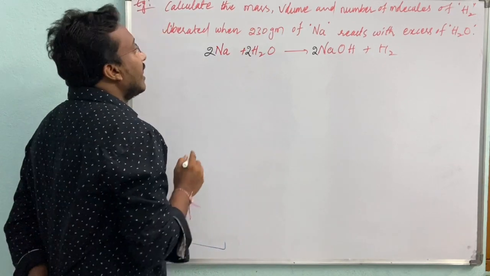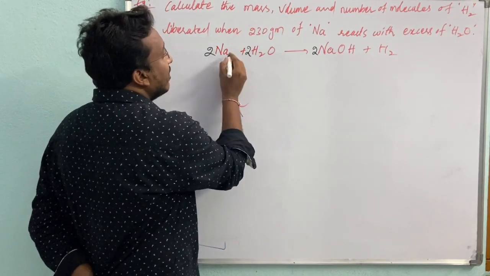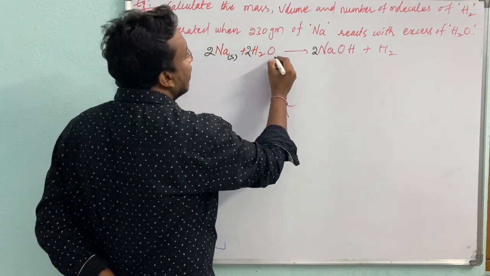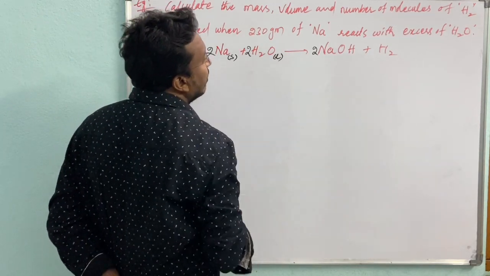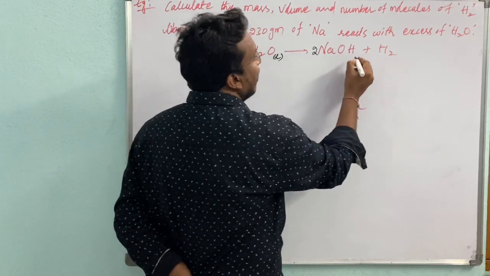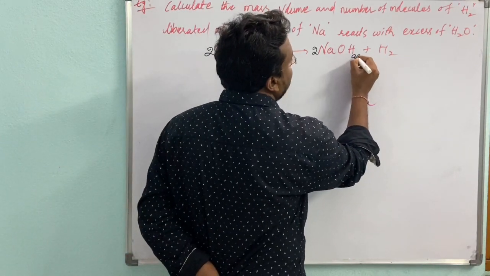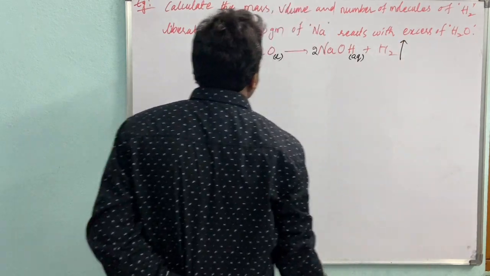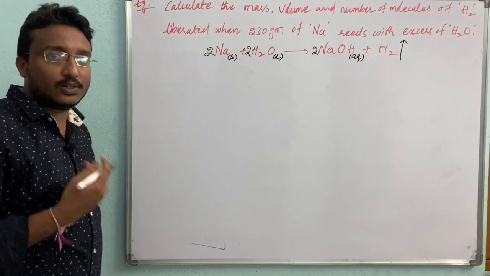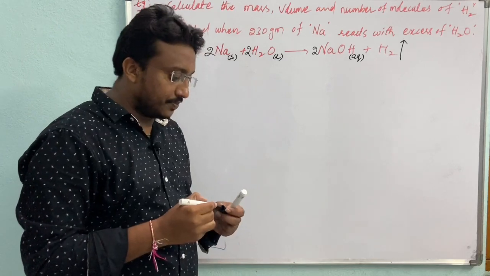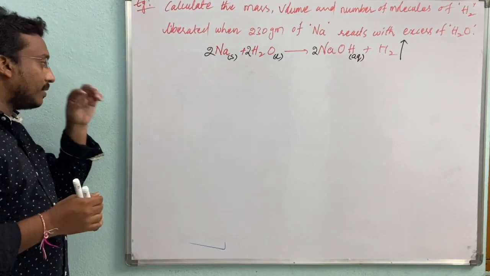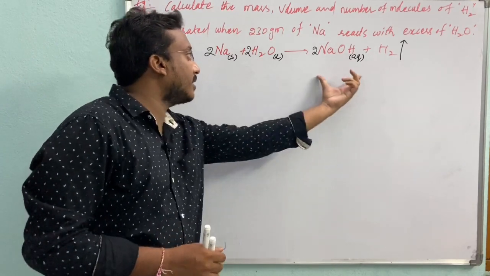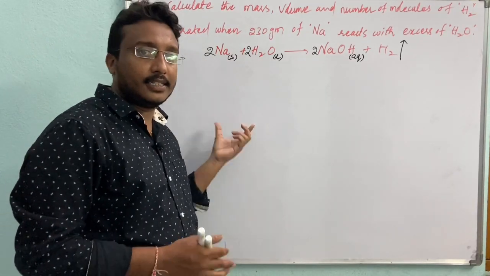First one done. Next, this is solid, water is liquid, and sodium hydroxide I will get in aqueous form, right? And this is gas. Okay, then 2 steps completed. Next here I am going to find their mass on the product side as well as the reactant side.